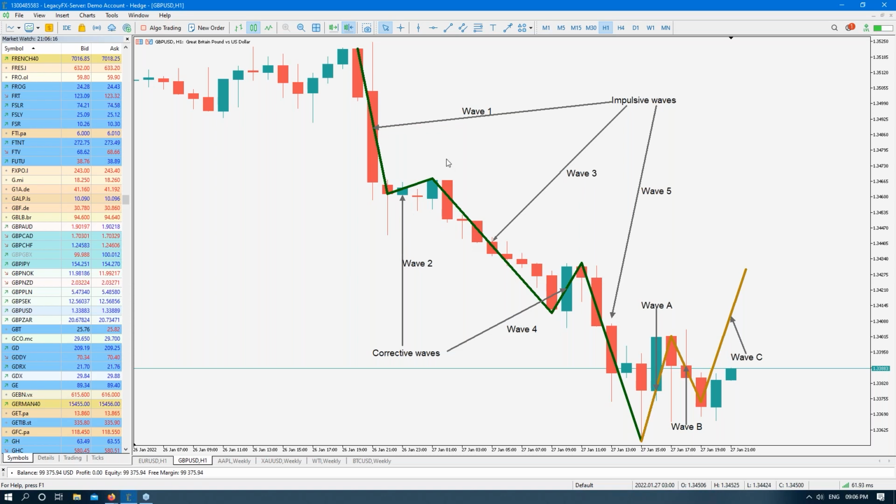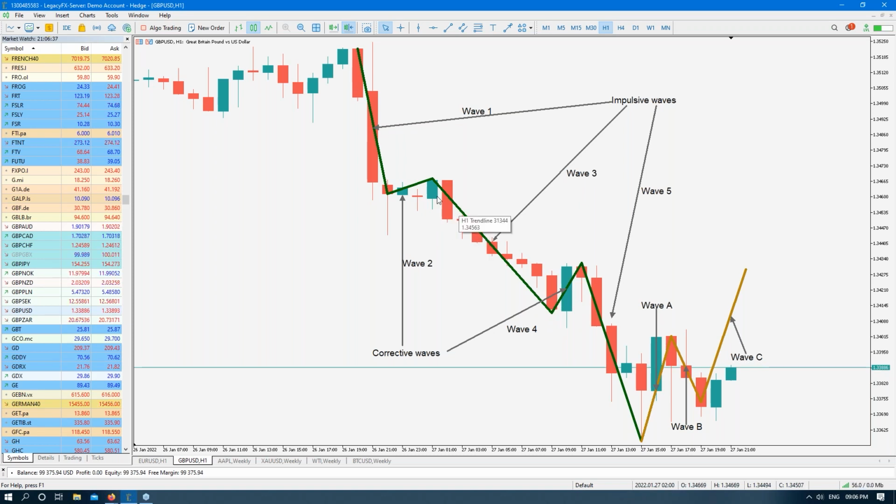And here's the rules, right? Rule number 1, wave 3 can never be the shortest. Okay, it isn't, because this is definitely the longest period. These were all sharp down. So this is definitely the longest period that it's held. You can count the candles if you want to make it easy.